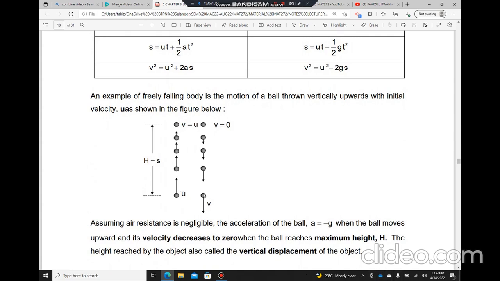So yang ni case dia, maknanya kalau katakan kita lempar bola ke atas, laju dia u, and then dekat atas ni laju dia sama dengan kosong, v equals to 0, sebab dia akan statik dekat atas kan. Okay, dia berhenti dekat atas, and dia turun balik ke bawah, yang ni adalah laju akhir. So u ni adalah initial velocity, v is a final velocity.